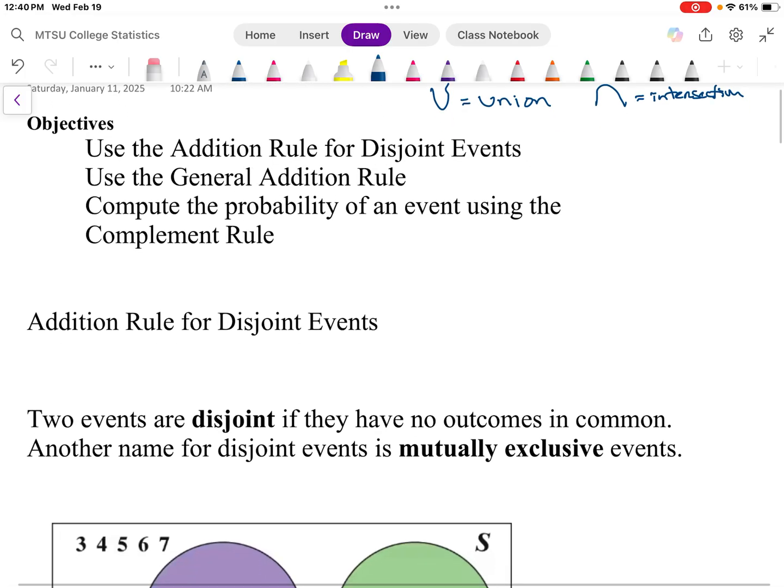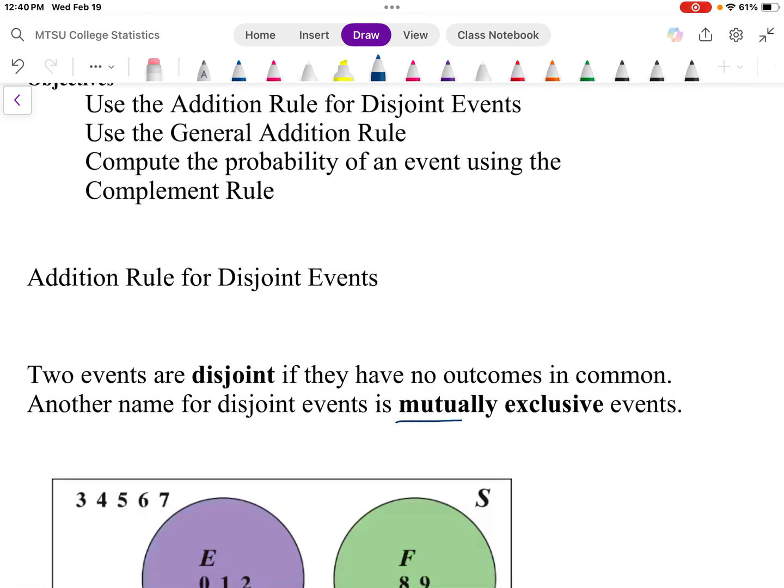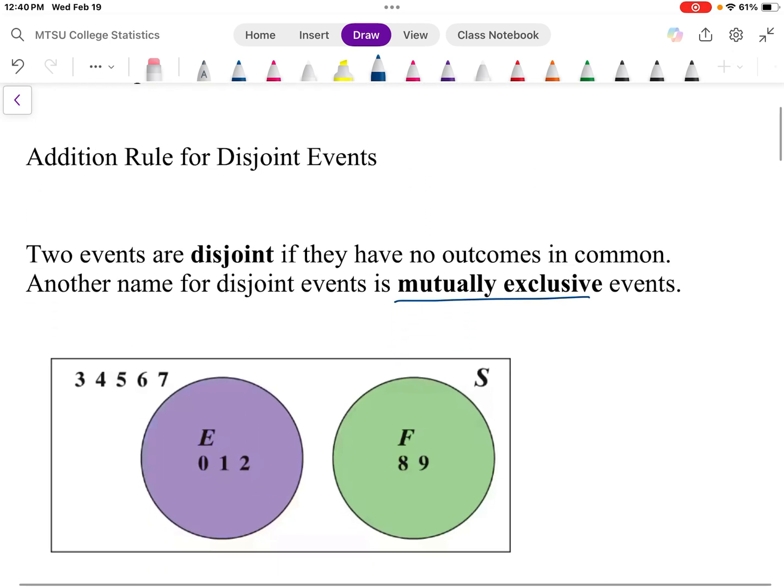The addition rule for disjoint events: two events are disjoint if they have no outcomes in common. Another name for disjoint is mutually exclusive. I always like having a picture to represent what that means. When two events are disjoint, they have nothing in common. So in our Venn diagram down below, when we look at event E and event F, they don't have any overlap. They're two totally separate circles. So that's an indicator that they're disjoint.